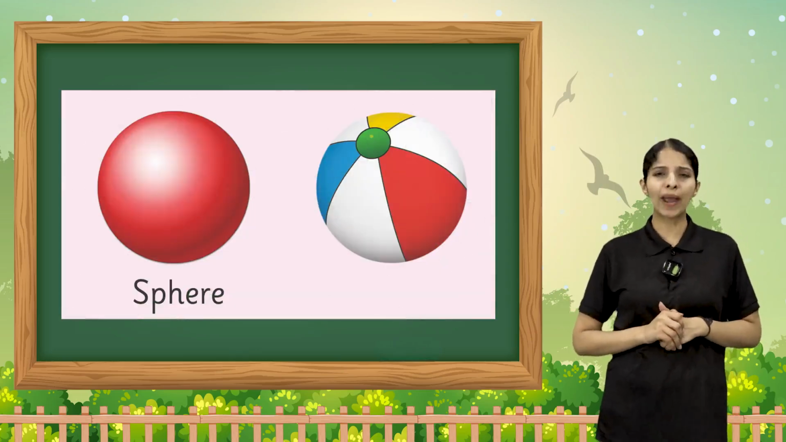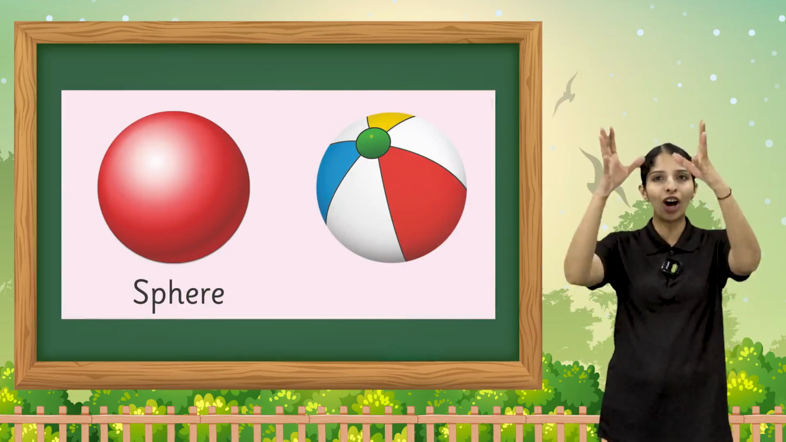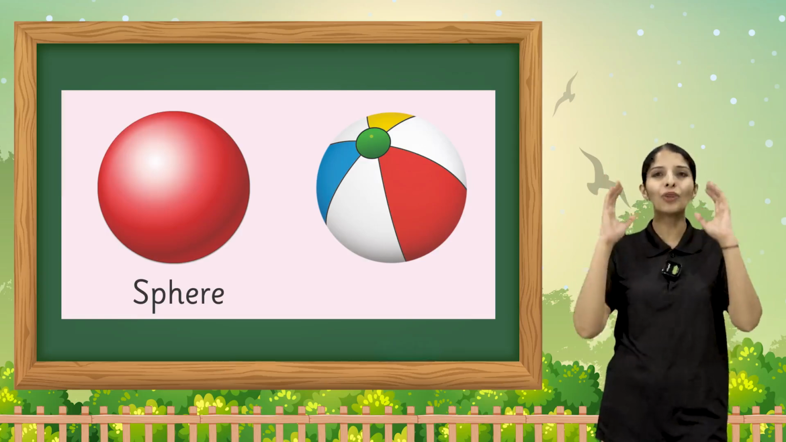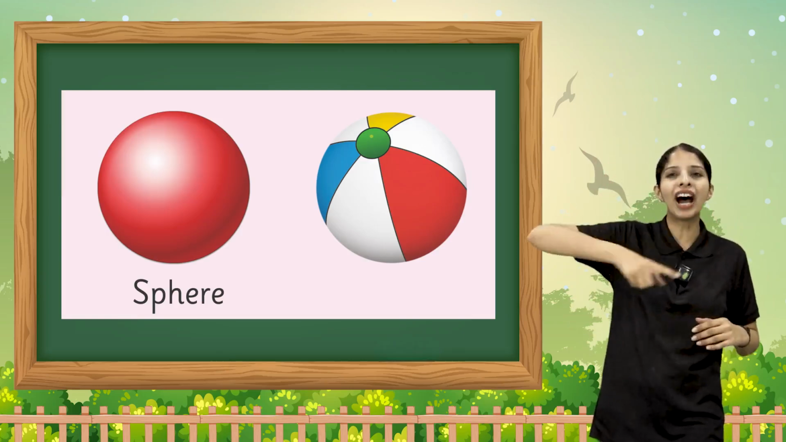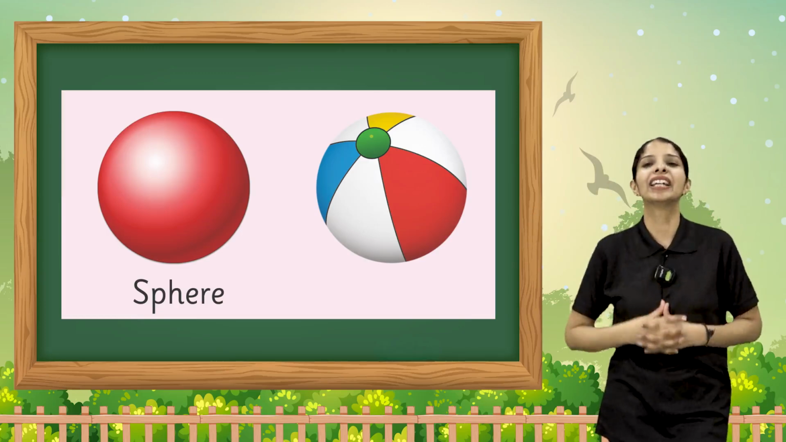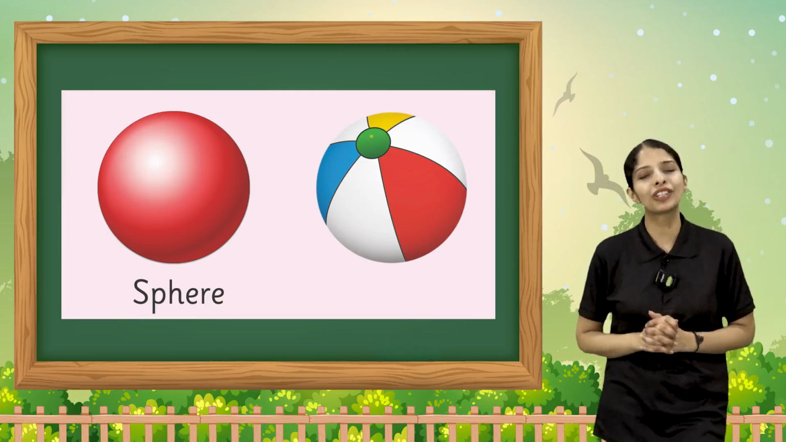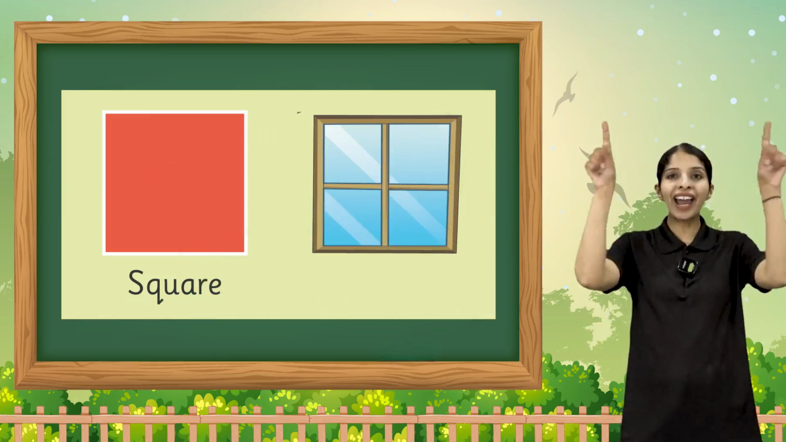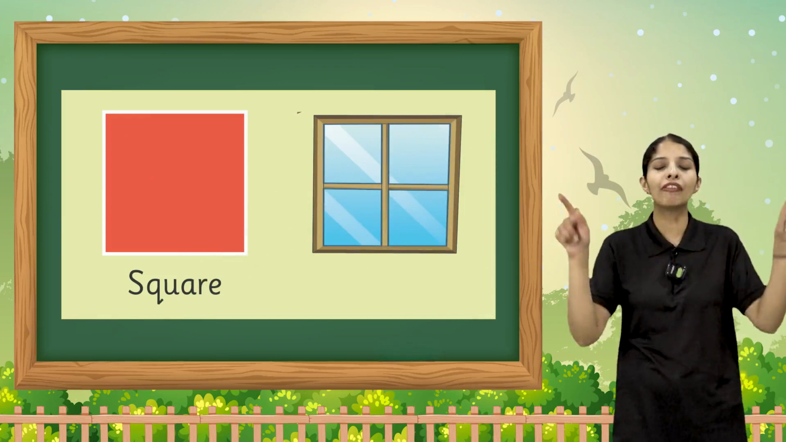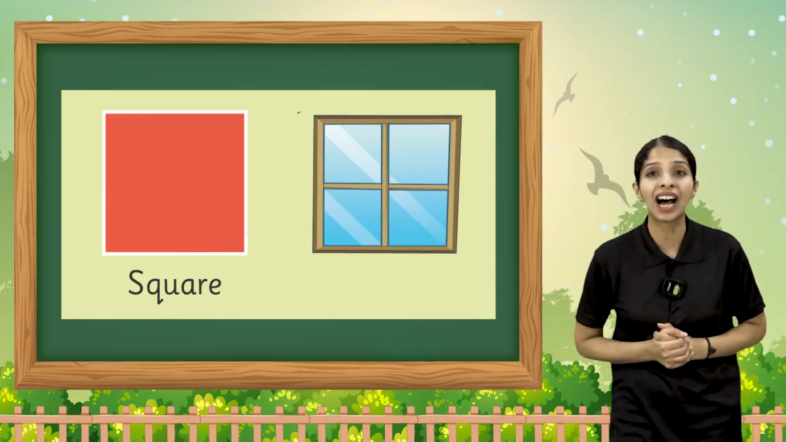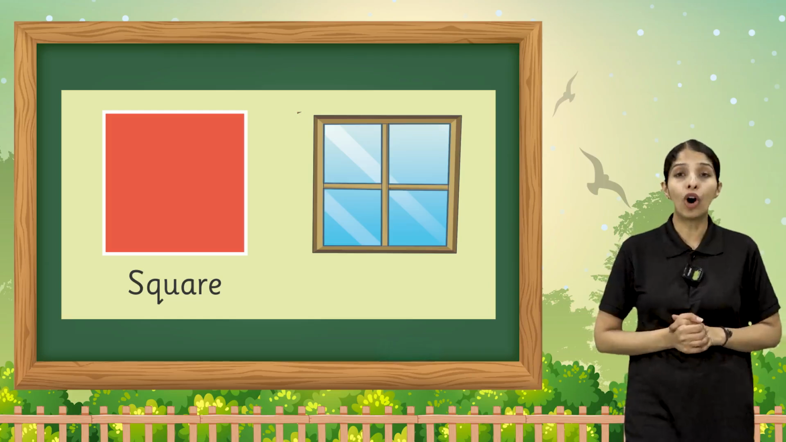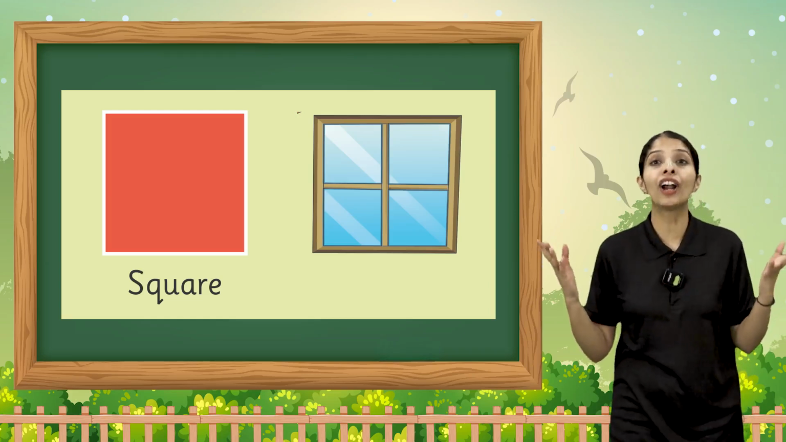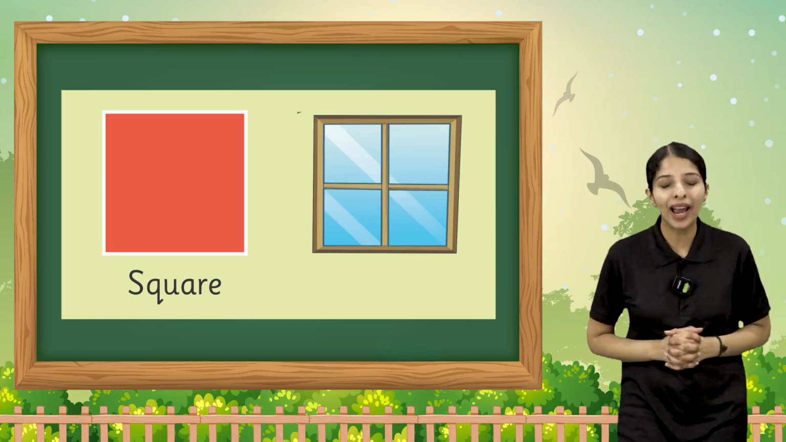Now, the next shape is sphere. The shape of a ball with which you play, it is round in shape. It has the shape sphere. Now, the next shape is square. It has all 4 equal sides. The shape of the window in your house is square.